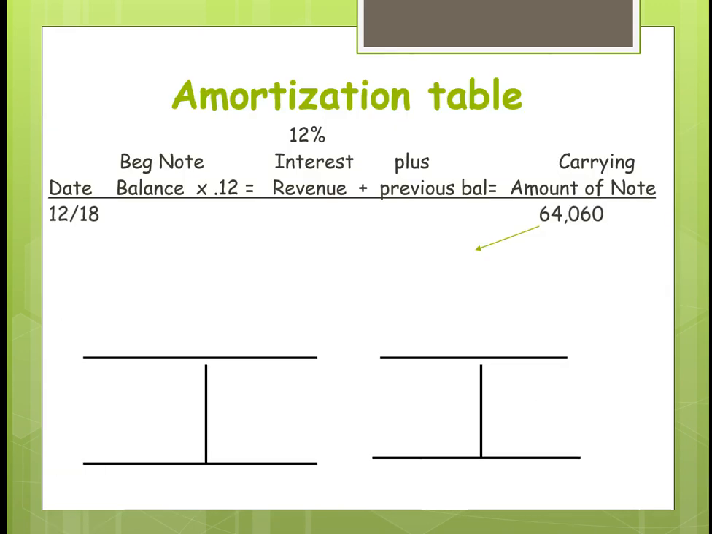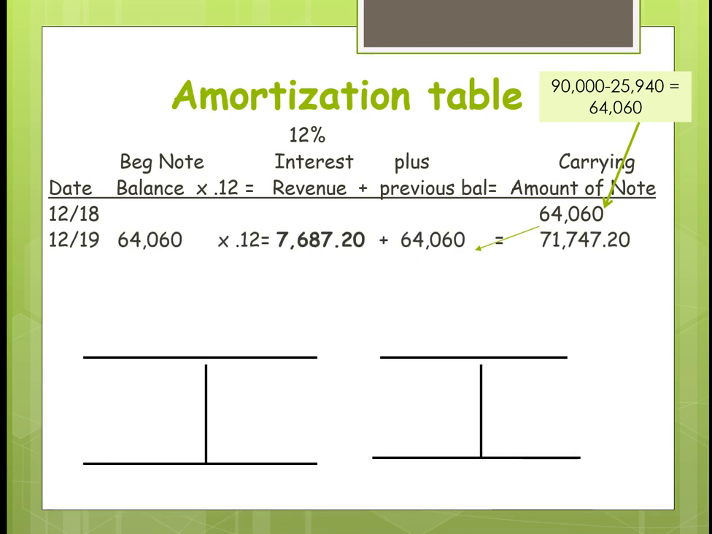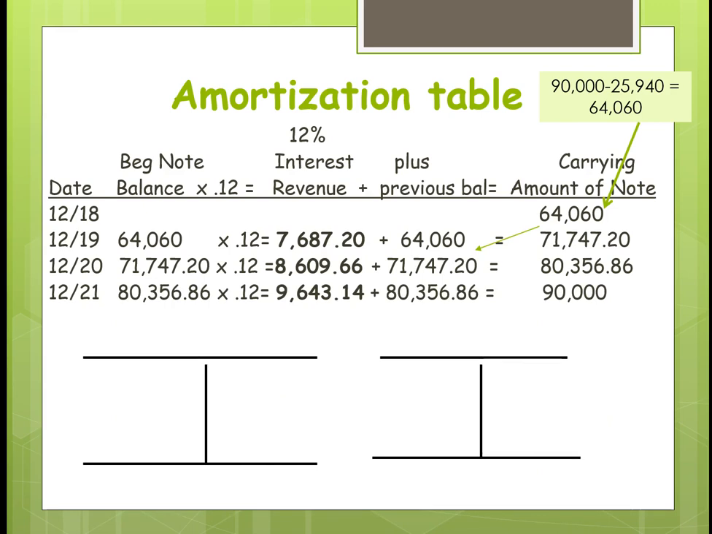So we would take our beginning, which is our net book value, which is the $90,000 minus the discount of $25,940, and we're going to take that times 12% to get our first interest revenue that we're going to record. We now have a new carrying amount, and we're going to take that times 12%, and we get $8,609.66 for our interest revenue. And then we get our last year, we take $80,356.86 times 12%, and we get our last interest revenue that we earned. And now our carrying amount is $90,000, which is the amount we're going to receive.